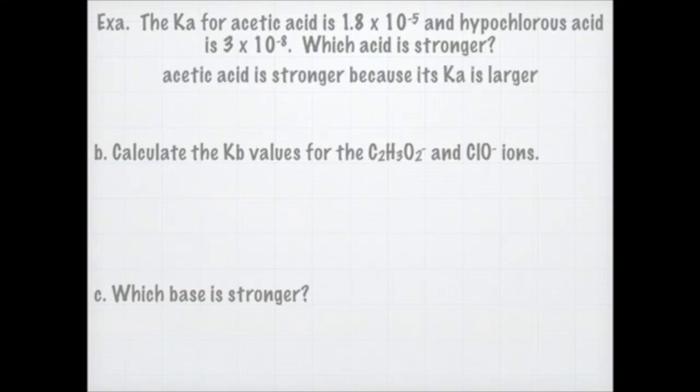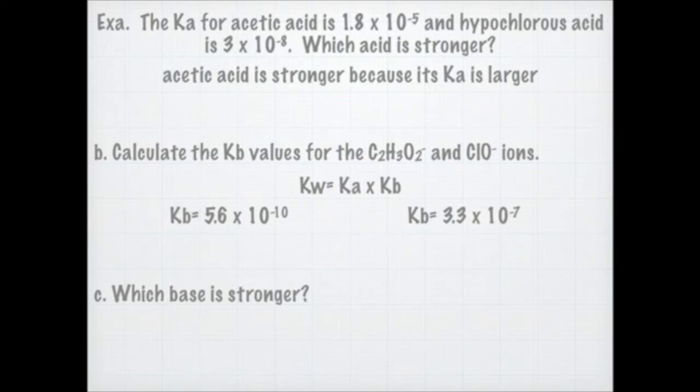Now, what we need to do is calculate the Kb for their conjugate bases. All you need to do is take your Ka times your Kb, set that equal to the Kw, and that will enable you to calculate the base dissociation constant. So for the acetate ion, I'm going to take 1.0 times 10 to the negative 14th and divide it by the 1.8 times 10 to the negative 5th. What I end up getting for the Kb is 5.6 times 10 to the negative 10th. If I do the same thing, if I take the Kw, which is 1 times 10 to the negative 14th, and divide it by the Ka of hypochlorous acid, that gives me the Kb of its conjugate base, which is 3.3 times 10 to the negative 7th.